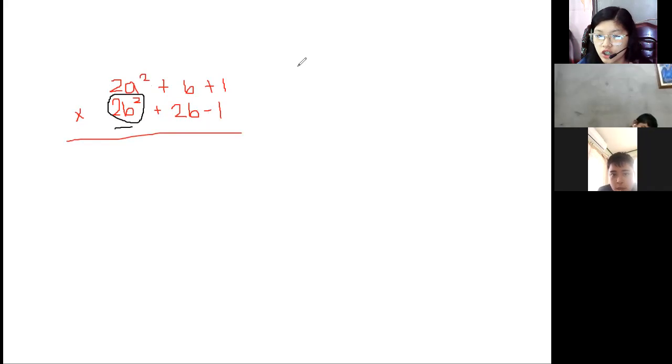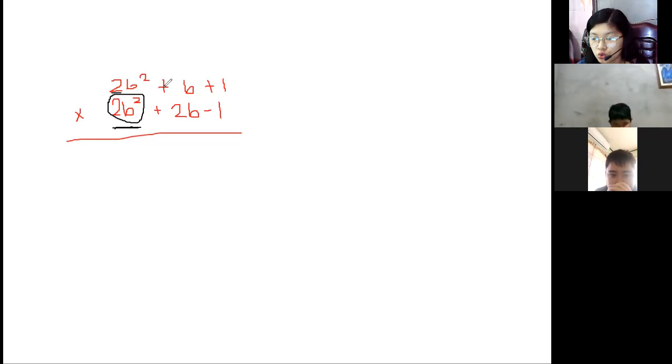So, ngayon, we have, bakit may A pala yung ginamit ko? B. Ayan, B. So, ngayon, ang gagawin natin is, i-multiply itong nandito sa left side, yung nauna, dun sa taas. Ito, pupunta doon. So, we have 2b squared.